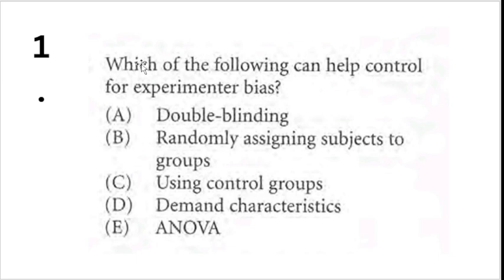Which of the following can help control for experimenter bias? Double blinding, randomly assigning subjects to different groups, using a control group, demand characteristics, or ANOVA? This is a GRE level question. Yes. Okay, you can keep answering.